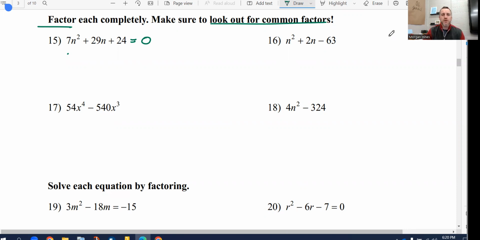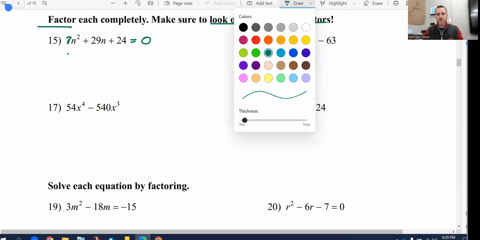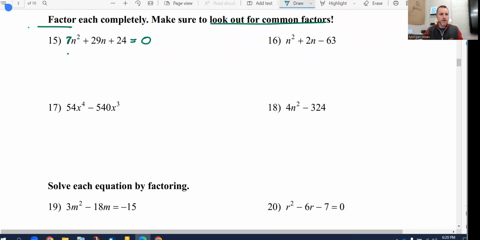So the first thing you're going to do, look out for common factors. Is there anything that we could divide each one of these pieces by? We're going to look to the smallest number, 7, because that's the biggest number we could divide it by. Can we divide the other things by 7? No. Can we divide 7 by anything else? No. So there are no common factors. We're just going to have to factor this old school way, which is to do 7 times 24, which is, I think, 168.